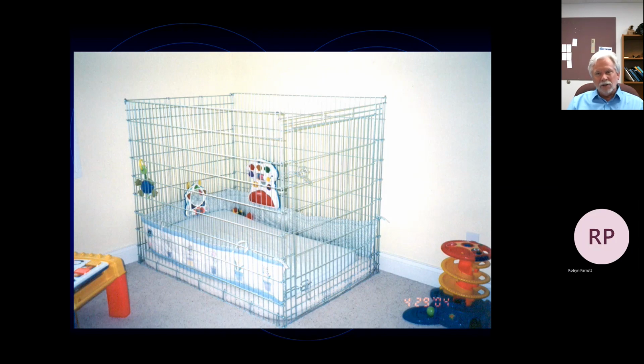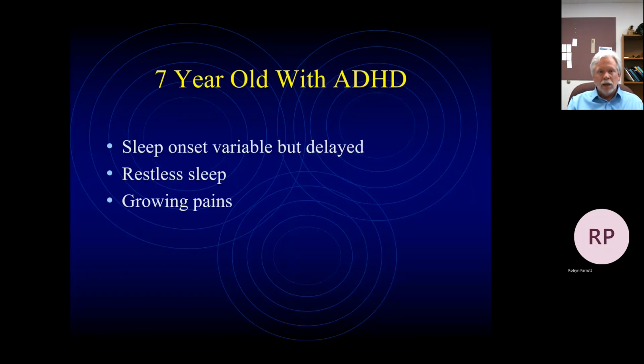They went to Pets R Us, got the largest cage they could, made it as attractive as possible for her, and used that. Now, we ended up with medication therapy to be able to stabilize her sleep, but that's where she slept until then. Here's a 7-year-old who has restless sleep and nocturnal leg pains. She ended up having restless leg syndrome.